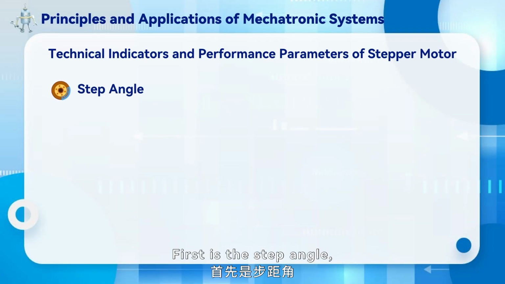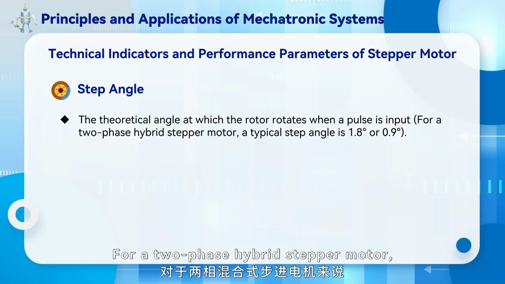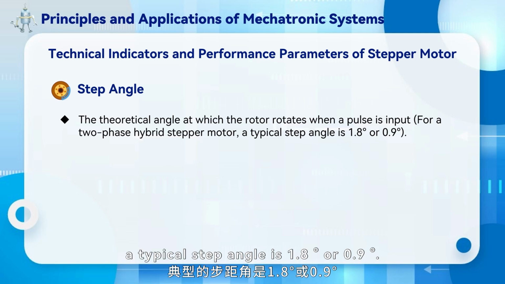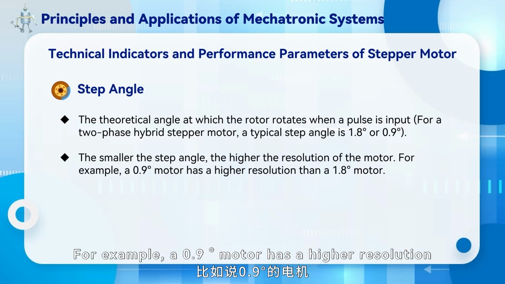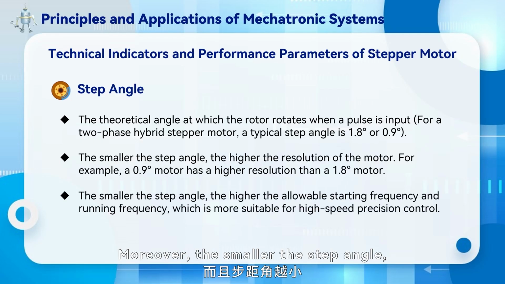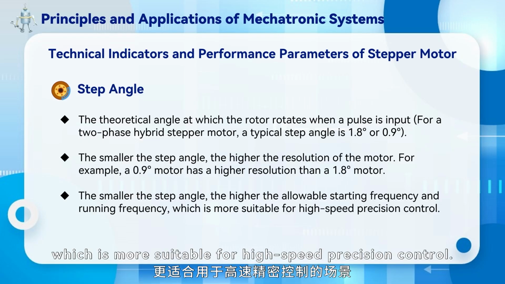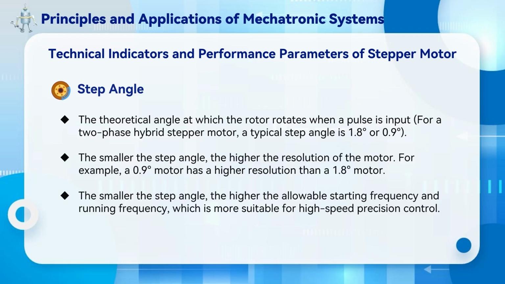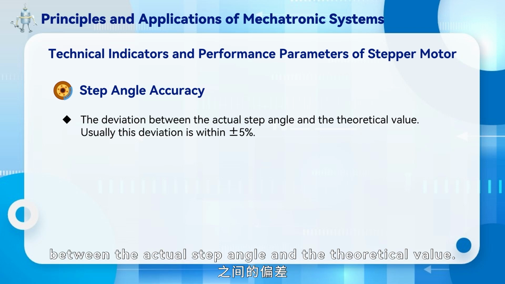First is the step angle, which refers to the theoretical angle at which the rotor rotates when a pulse is input. For a two-phase hybrid stepper motor, a typical step angle is 1.8 degrees or 0.9 degrees. The smaller the step angle, the higher the resolution of the motor. For example, a 0.9 degrees motor has a higher resolution than a 1.8 degrees motor. Moreover, the smaller the step angle, the higher the allowable starting frequency and running frequency, which is more suitable for high-speed precision control.